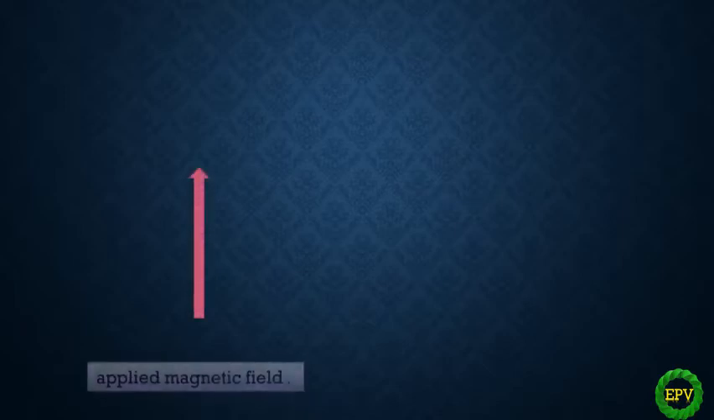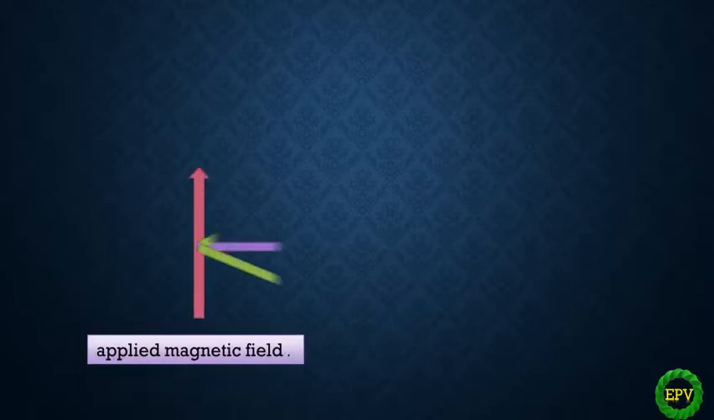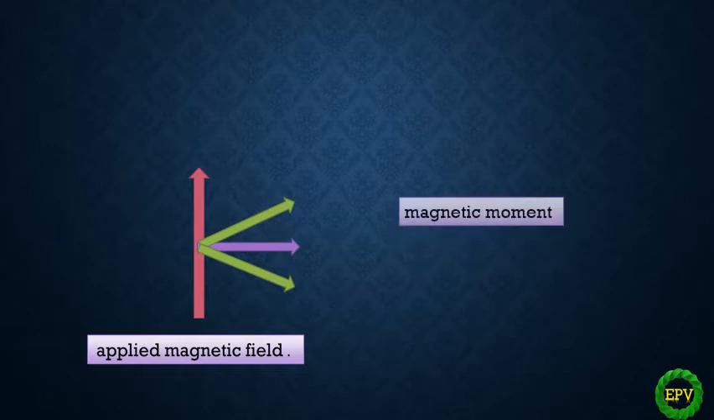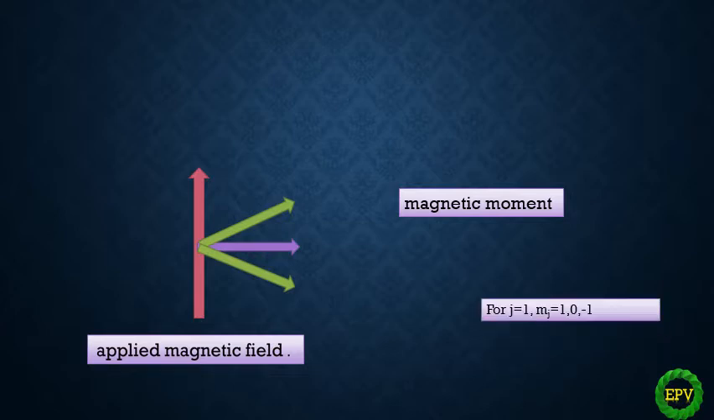For example, the red line indicates the applied magnetic field. The green and purple lines represent the orientation of the magnetic moment in a particular direction. That is, for j equal to 1, mj can have three orientations: mj equal to 1, mj equal to 0, and mj equal to minus 1.